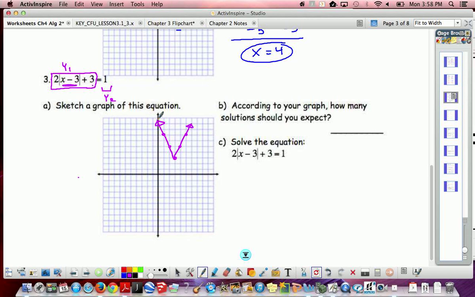Now, my y2 equation is equal to 1. So I have that graph right here. And notice how these two do not intersect. So we should expect to have 0 solutions.